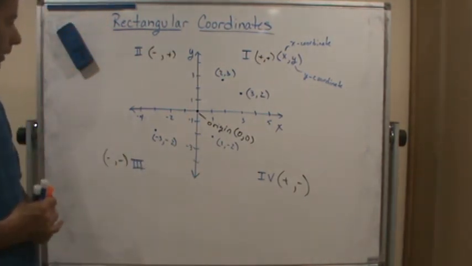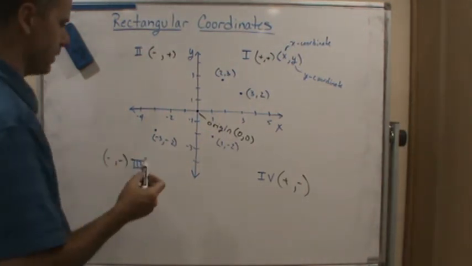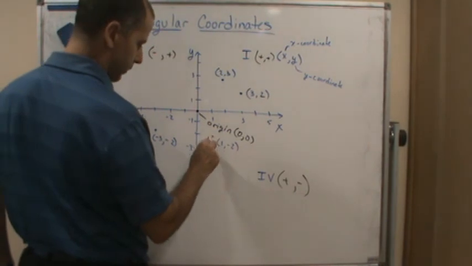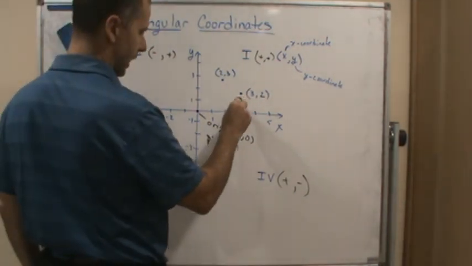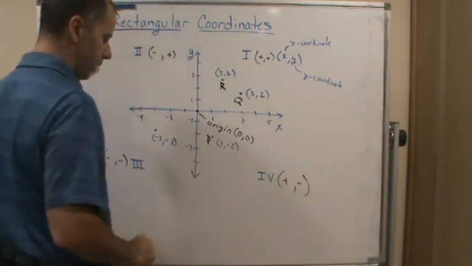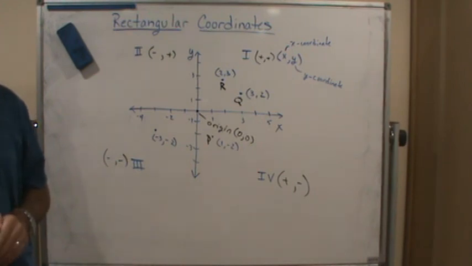I think that's it that I want to talk about now. We also can label these points with capital letters. So we could label this as capital P, or we could use capital Q or R. And so we can label points on the plane with a single capital letter.